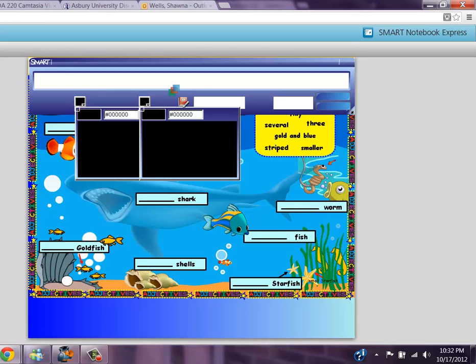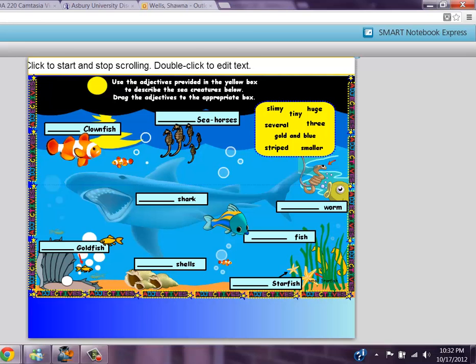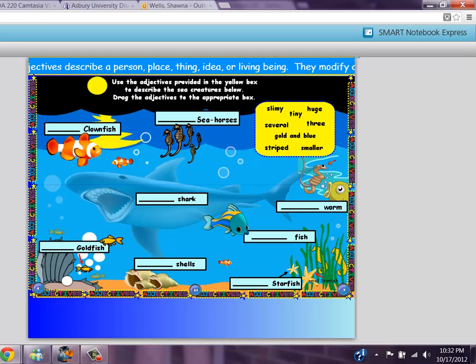In this activity, there are descriptive words in the yellow box describing the sea animals in the ocean. What we'll do here is you will click on a word and you will drag it to what will best describe the animals in the sea. So if this would work correctly, you would drag the word striped over to clownfish. And that is the descriptive word for clownfish. And you would do this for each box.